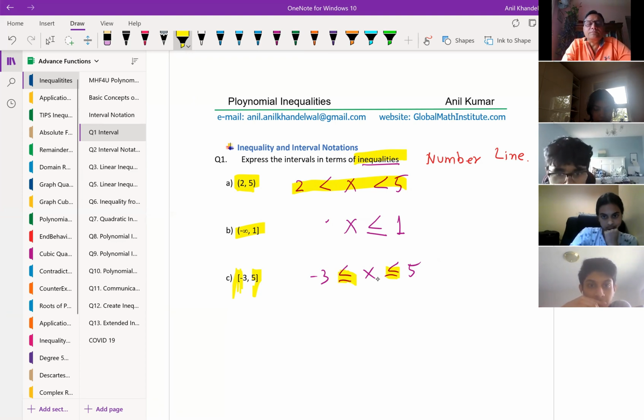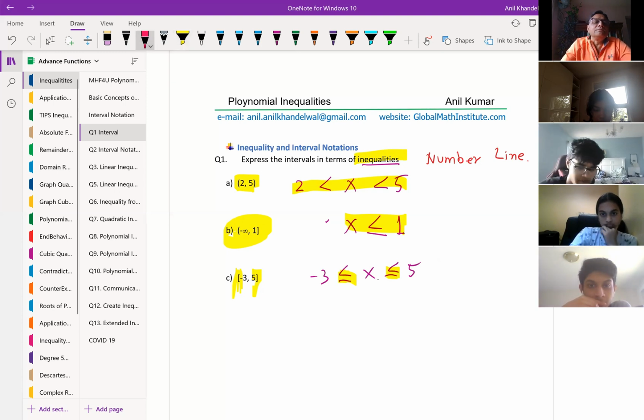Okay, so the second one had an open and then a square. Yeah, but even if I say x is less than or equal to 1, it means the same thing. Do you see that? Okay, so can you just write a small note at the bottom? What does a square bracket mean? Or what does a normal bracket mean? I'm just going to write that down so I don't make a mistake again.